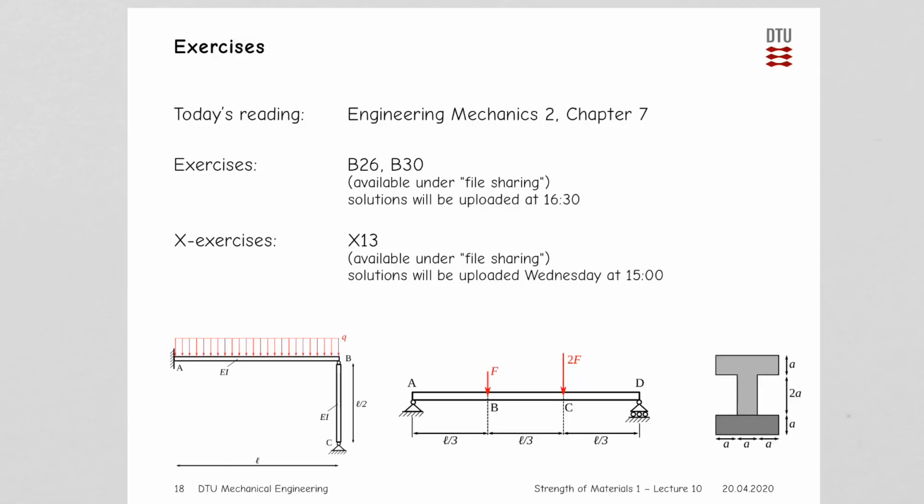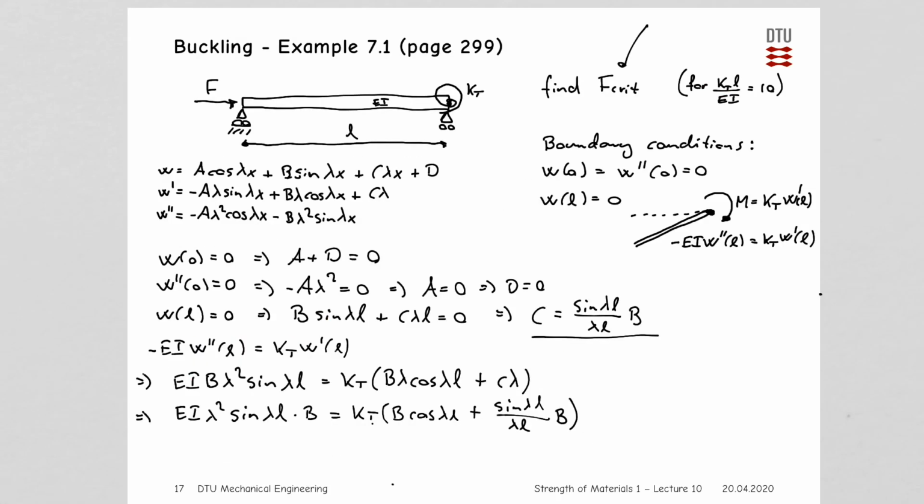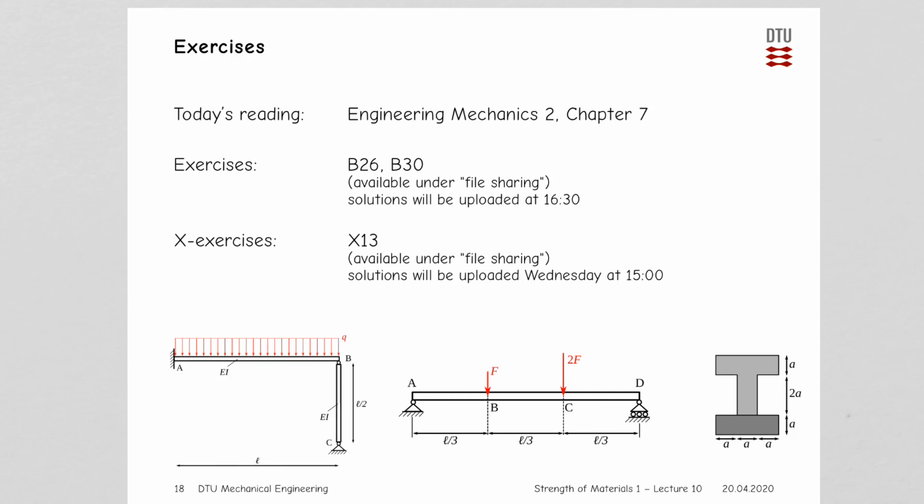Now this concludes the theory for today. So we are ready now to do the exercises, and it's a bit of a mixture of the buckling, but also a bit of repetition of the composite beams. So we have two exercises, B26 and B30, and then we have an extra exercise, X13. So have fun.